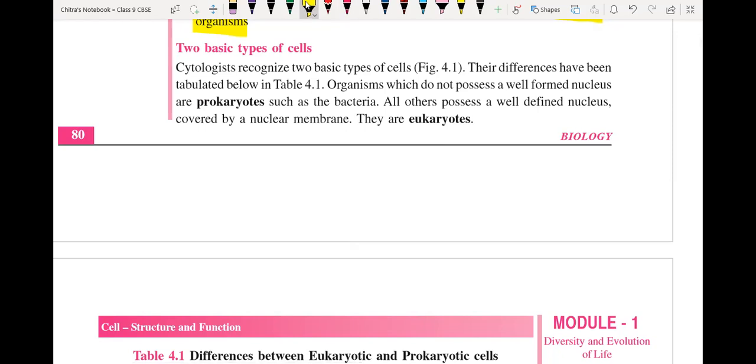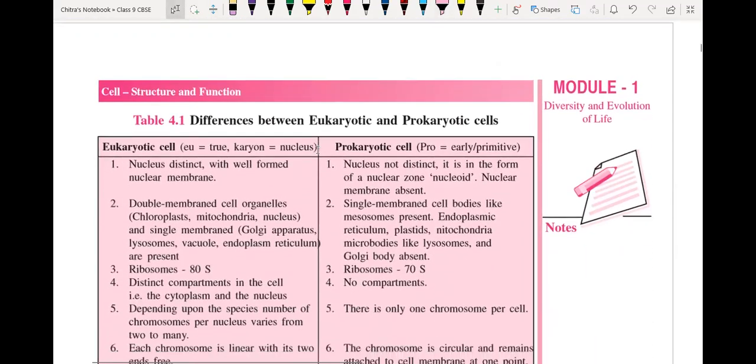Okay, let's discuss from the notes. There are two main types of cell. Cytologists, those people who study the cell in detail, recognize two basic types of cell. The differences have been tabulated below; we will discuss that in the table. Organisms which do not possess a well-formed nucleus are called prokaryotes, meaning no definite nucleus is present, such as bacteria. All others possess a well-defined nucleus, meaning the definite nucleus is present in the cell, and are called eukaryotic cells, and organisms formed by such cells are called eukaryotes.